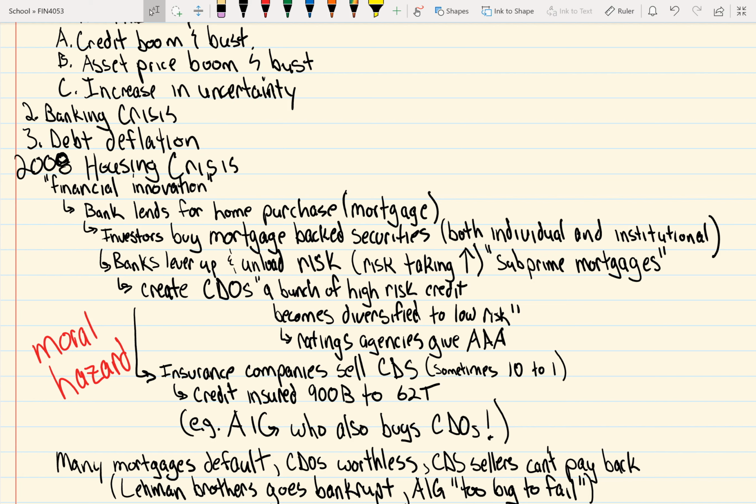AIG during this process also actually bought CDOs themselves. So on one hand, they were insuring them, and they were also buying them. So obviously they're taking a huge risk there if they fail. Not only do they have to pay out all of these insurance claims that they can't pay, they also have all of these investments of their own that end up being worthless.